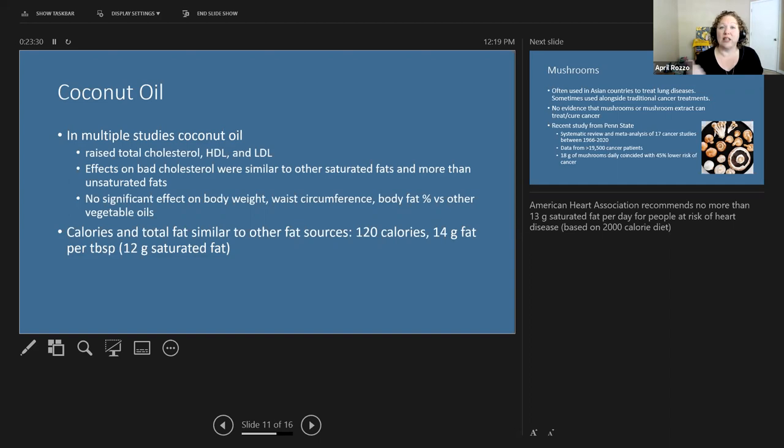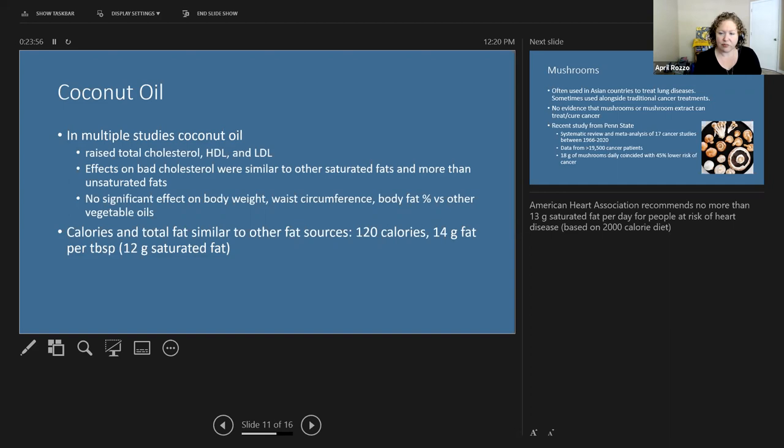Of note, the American Heart Association recommends no more than 13 grams of saturated fat per day. That's based on a 2000 calorie diet. Not all of us eat 2000 calories a day, so then our amount would be less than 13 grams, but no more than 13 grams of saturated fat for people at risk of heart disease.